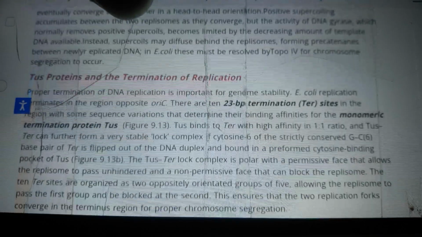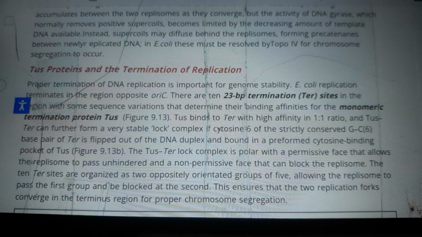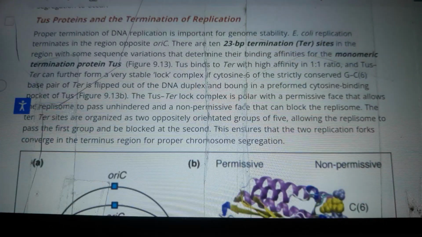Instead, supercoils may diffuse behind the replisomes, forming precatenanes between newly replicated DNA. In E. coli, these must be resolved by topo-4 for chromosome segregation to occur. Thus, proteins and the termination of replication.